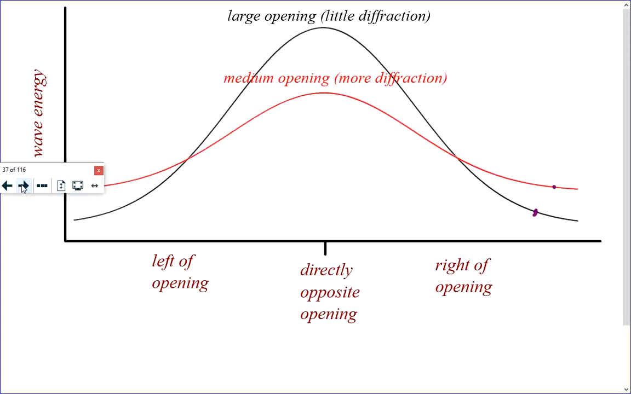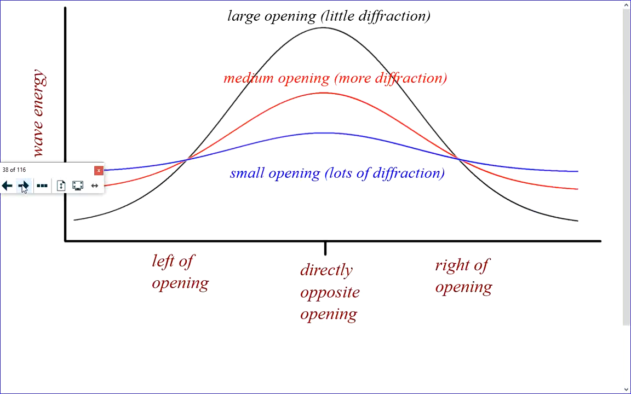If you went with a medium size opening, and again, the colors don't mean anything, you'd get more diffraction. And intuitively, most people think that graph should be taller if there's more diffraction. But diffraction is the spreading out of the energy, the dilution of the energy. Dilution means you're watering it down, so to speak. And if you had a very, very tiny opening, you'd have lots of diffraction. That would mean you still get the most energy directly across from the opening, but you don't get as much directly across because more of it has been spread out to the sides. And these graphs are all things that you might see on an exam as part of a question.